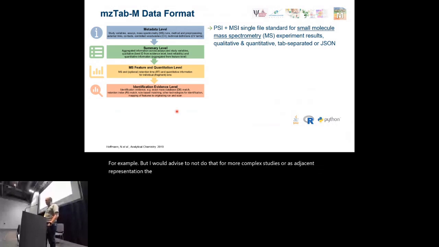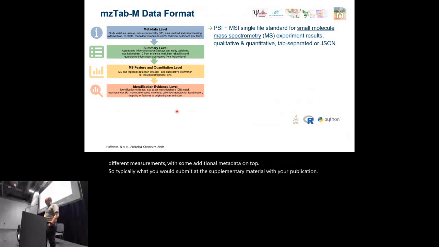The format itself consists of 4 different sections, mainly the metadata level that describes your study variables, your assays, your mass spectrometry platform, for example, and other relevant metadata for your study. Then you have the summary level, which is a typical aggregated table of your quantified and identified metabolites across your different measurements with some additional metadata on top. So typically what you would submit as supplementary material with your publication.